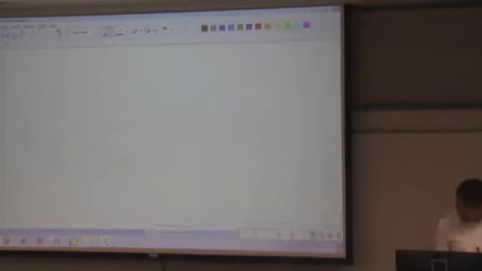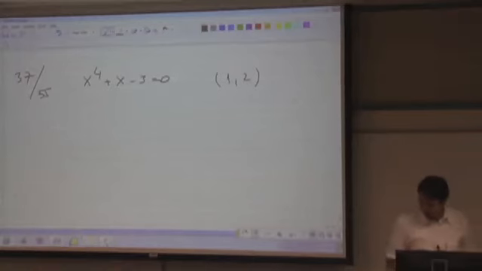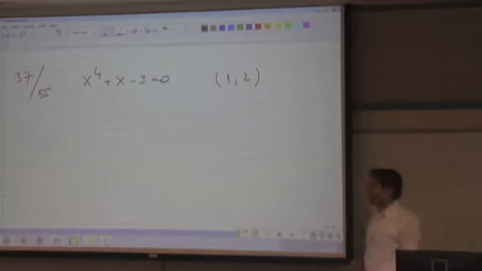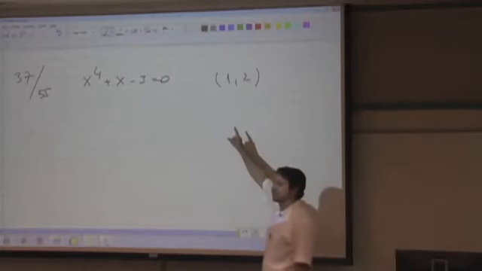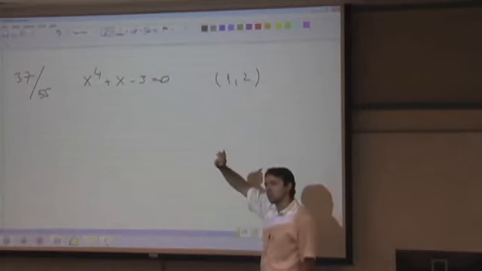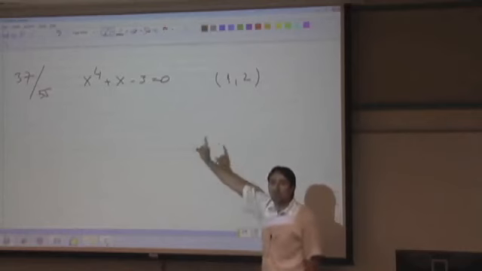So for instance, if I look at problem 37 on page 55, I have x to the fourth plus x minus 3 is equal to 0. And the interval I'm looking at is the interval between 1 and 2. Okay? So how do I know there's a root in between that? This is an interval, not a point, right?